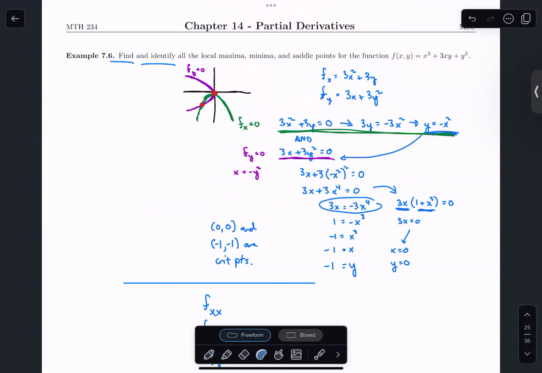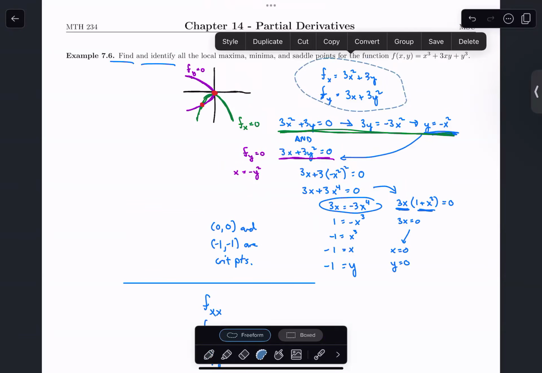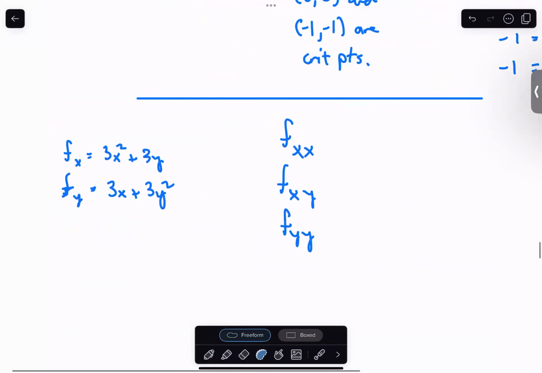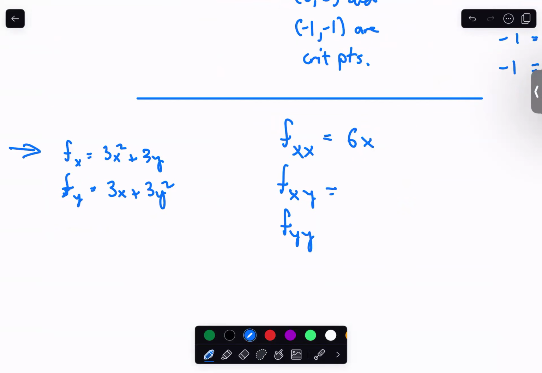I'm going to cheat using technology a little bit just so I don't have to keep scrolling back and forth. I'm just going to put a copy of my first partial derivatives right here. Looking at my f sub x, taking another derivative with respect to x, I'm going to have 6x. Still looking at my x partial derivative, but now taking a derivative with respect to y, that's going to be 3.